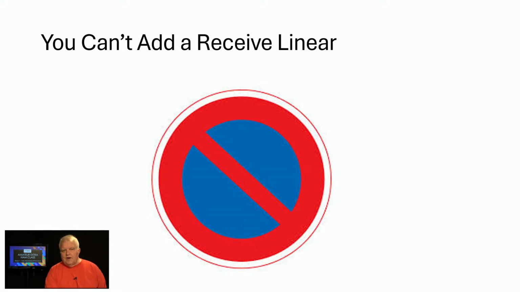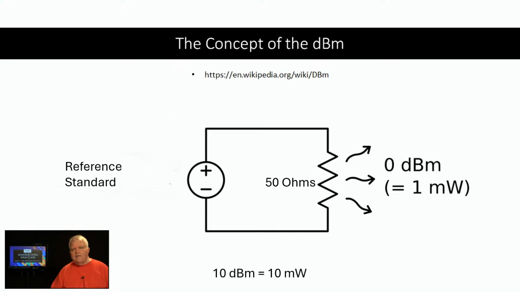A concept that I want to just review briefly is the concept of the dBm, or the decibels to a milliwatt. In this case, that's our standard. 1 milliwatt across a 50 ohm load for receivers is the equivalent of 0 dBm. That's our reference level, 0 dBm.